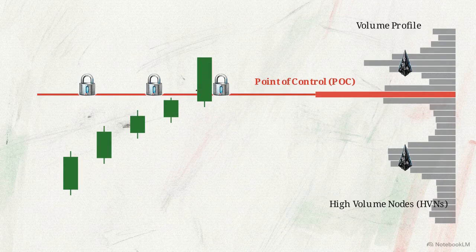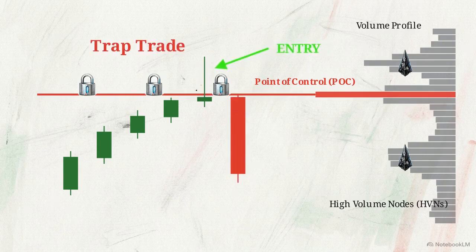Instead, watch as the price pierces that level, triggers stop losses, and then violently reverses. This is a trap trade. You are waiting for the exact moment retail traders get caught on the wrong side of the wall, letting you enter safely on the reversal.